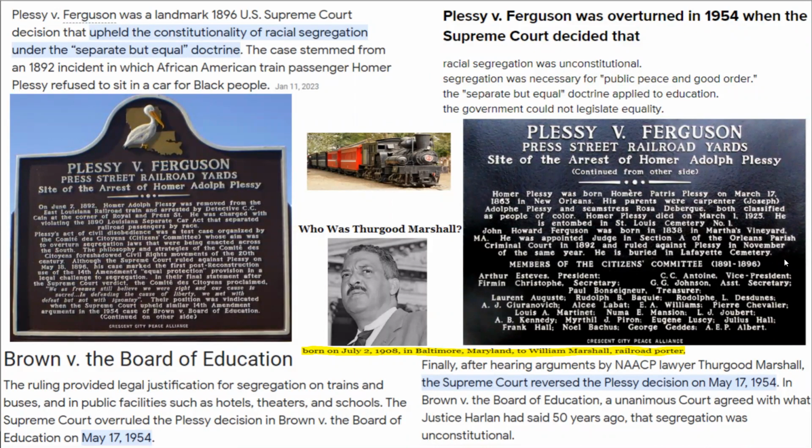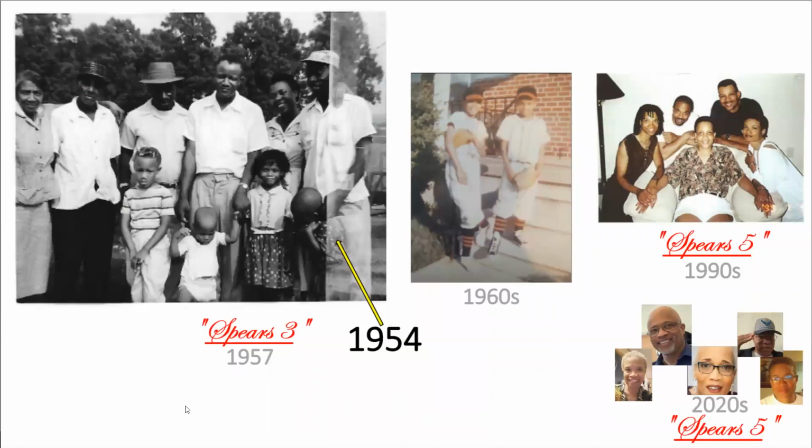But 1954 was also the year the Supreme Court overturned Plessy versus Ferguson. On a more personal note, the Spears 1, I'm circling my sister here, became the Spears 2 in 1954 with the entry of my brother into the world. I would come along in 1956. This picture was made in 1957.